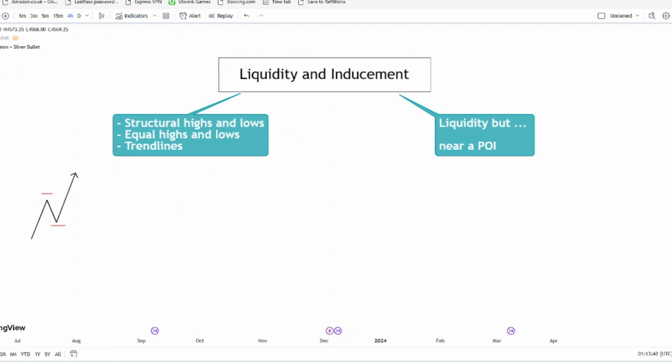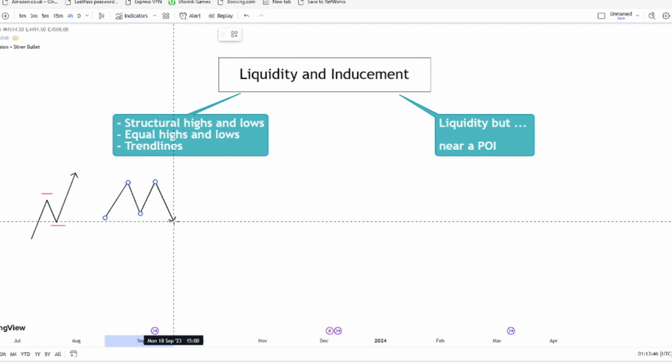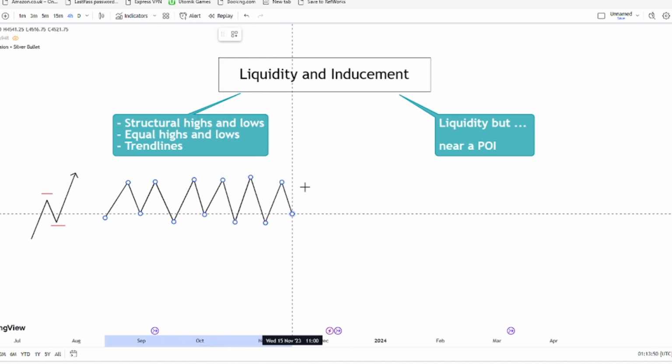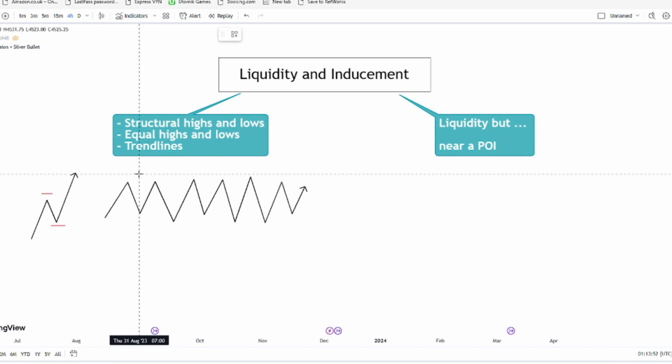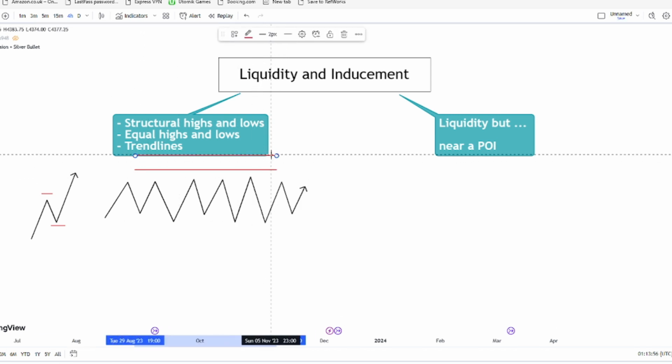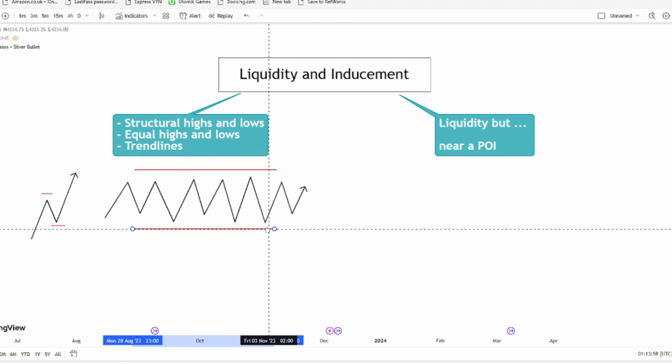We also see liquidity in the form of equal highs and lows, right? So if we get a channel over here, sort of a sideways range, maybe like the Asian range, for example, we see a buildup of liquidity in the form of equal highs, and below the range, we're going to naturally see equal lows. This is liquidity as well.